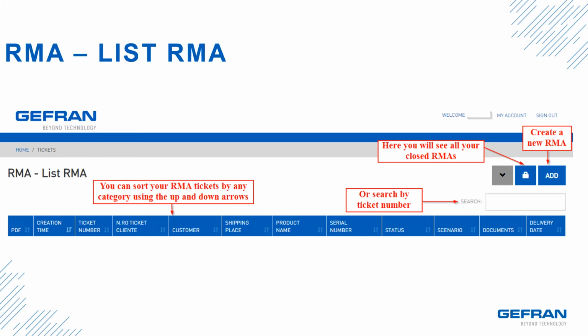You may also search for your RMA by entering the ticket number in the search field, which is located on the top right-hand side. You may also review any completed and closed RMAs by clicking on the padlock button on the top right-hand side, and you may also create a new RMA by clicking on the Add button, which is also located on the top right-hand side of your screen.